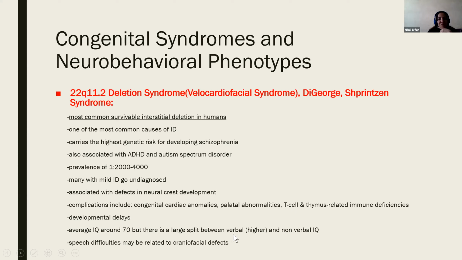But they have a larger split between their verbal and nonverbal. So if you're going to do the Wechsler for these kids, their verbal skills are going to be much higher than their performance, okay? And their speech difficulties may be related to their craniofacial. So people who have cleft palate or cleft lip, obviously going to have language issues, speech problems because of these craniofacial deficiencies. Okay, so this one we have to know.